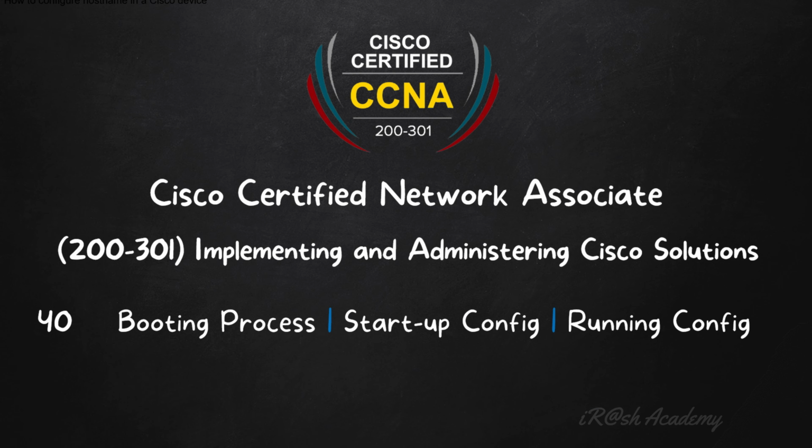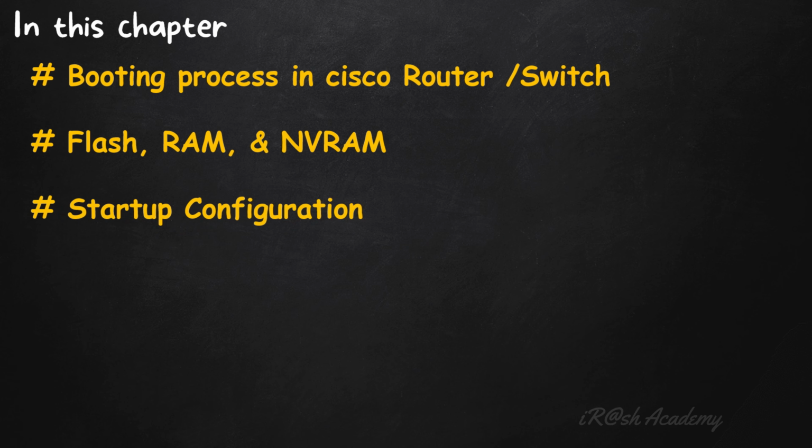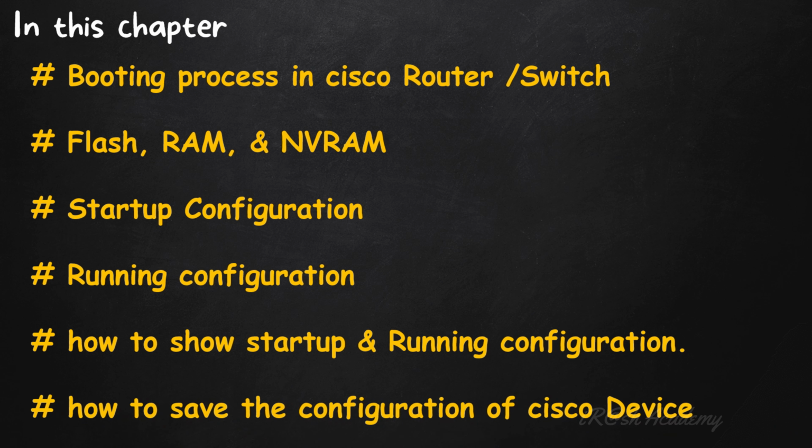Welcome to CCNA 200-301, Implementing and Administering Cisco Solutions, Chapter number 40, Booting Process, Startup Config and Running Config. In this chapter, we are going to talk about the booting process in a Cisco router or switch. We are going to talk about the different components in a Cisco device such as flash, RAM and NVRAM. Then we are going to talk about the startup configuration, then the running configuration. Then I will show you how to show the startup and running configuration of your Cisco device. Then finally, I will show you how to save the configuration of a Cisco device.